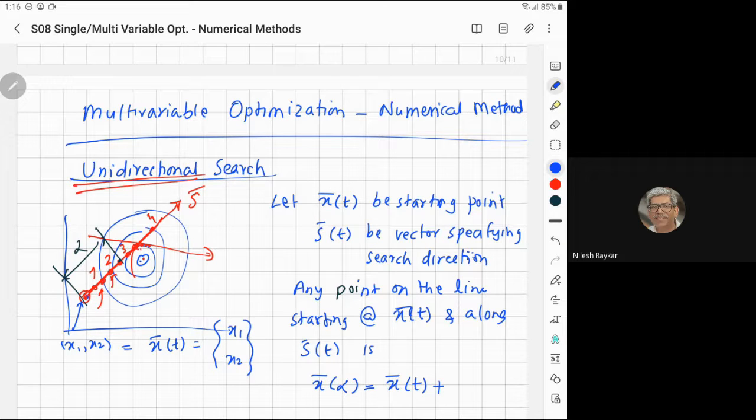Okay, can you guess what would be the value of this coordinate at a distance alpha along S? It will be the starting point plus something. It can be written, I understand, but in terms of alpha, how do you write? As I said, alpha is the distance along this line. Don't consider it as a distance, then you get confused. But alpha is along that particular line. So the second quantity consists of alpha and S bar.